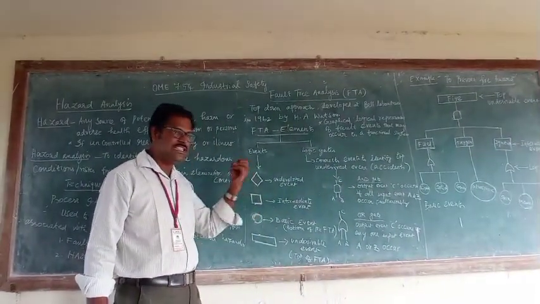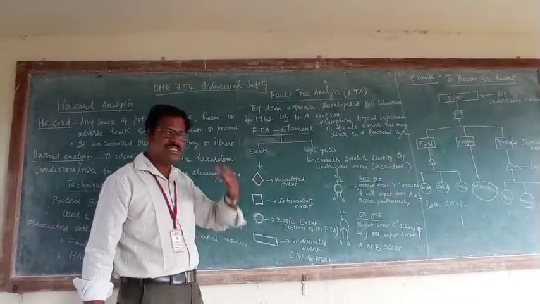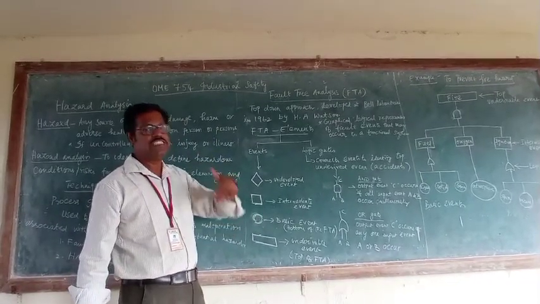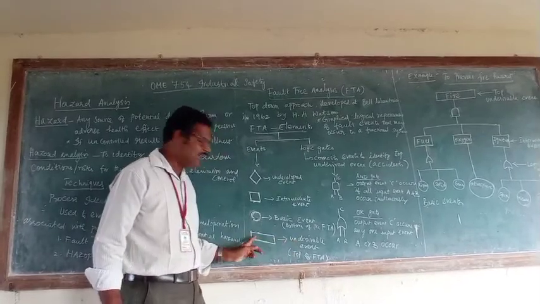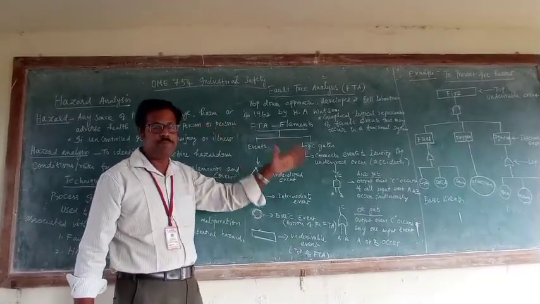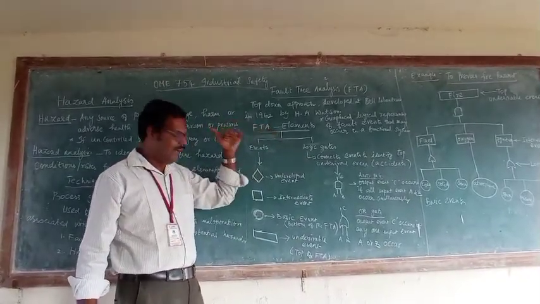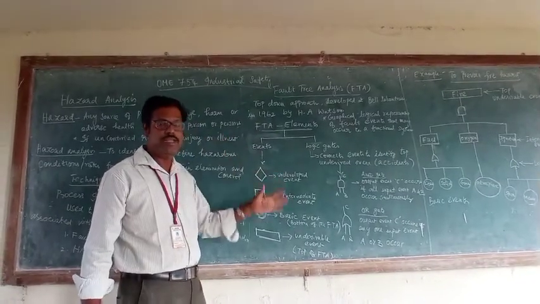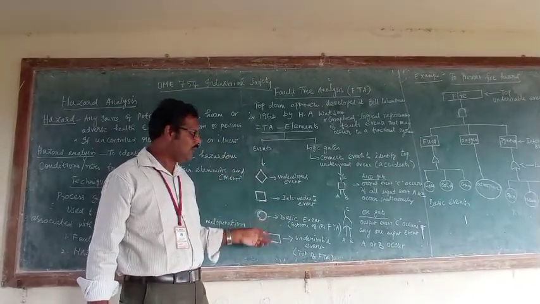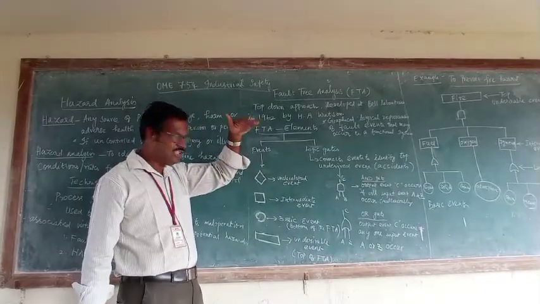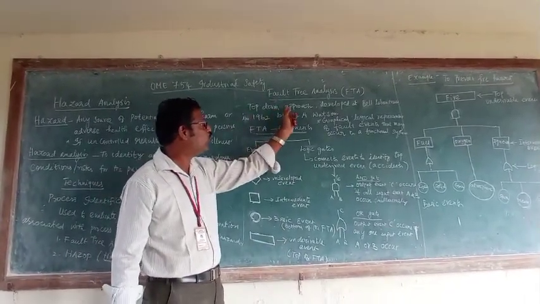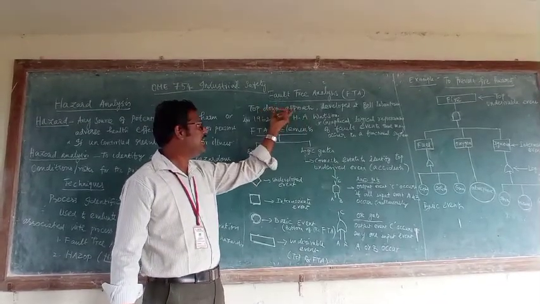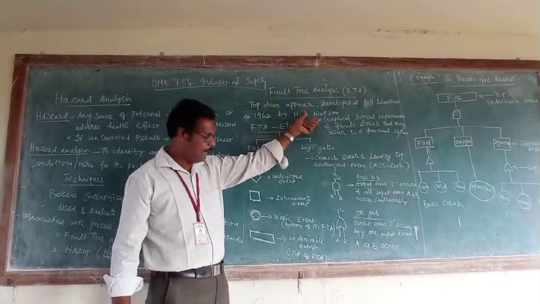And the basic event is the bottom of your fault tree analysis, and this is the event which creates the hazard. And last is the undesired event, which has to be prevented. It is the top level, and it has to be prevented, eliminated, or controlled. That's why it is maintained at the top. So this analysis is named a top-down approach.